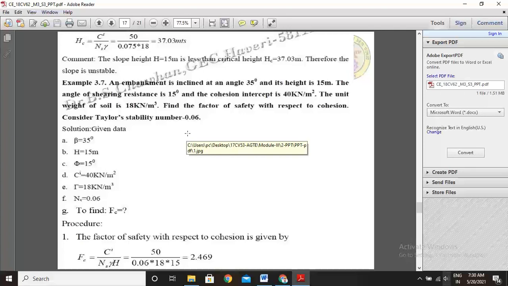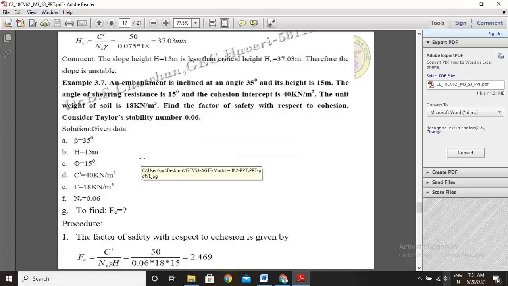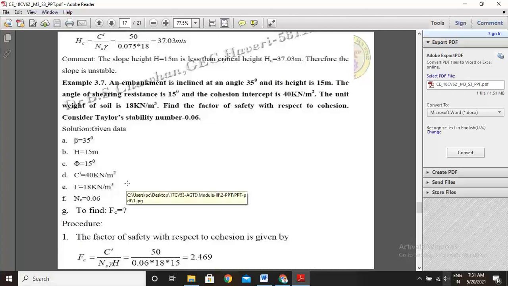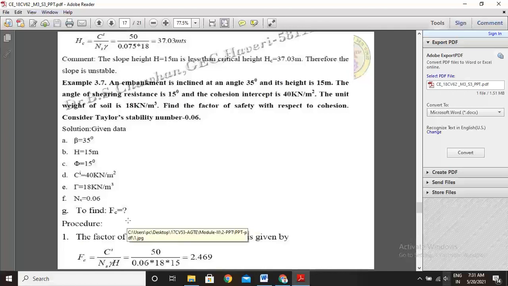Solution. Given data, beta equal to 35 degree, h is given 15 meter, phi equal to 15 degree is given, C dash is given 40 kilonewton per meter square, gamma is given 18 kilonewton per cubic meter, Taylor stability number Ns is given 0.06. Then to find factor of safety with respect to cohesion, Fc equal to how much?